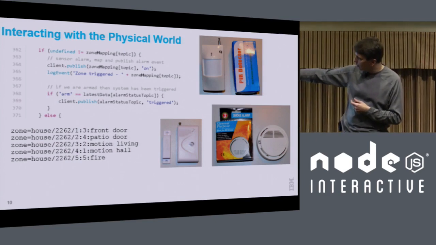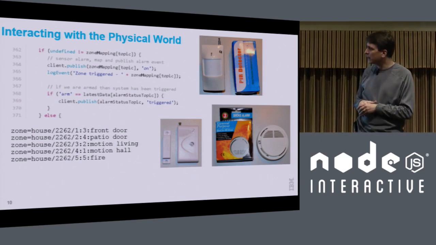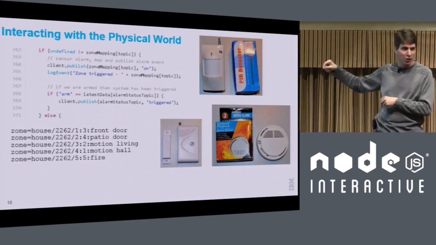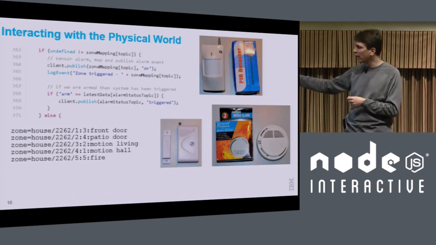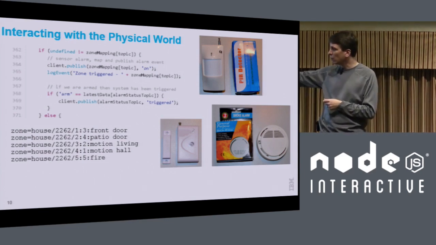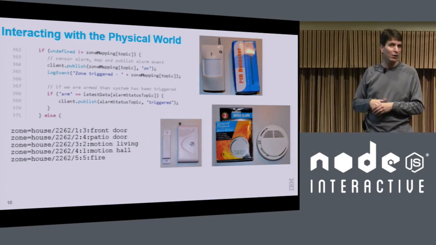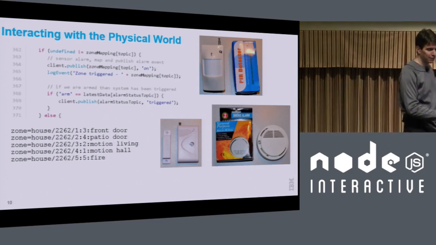And down here shows a little bit of the mapping. In this case, I've mapped the particular topics that I have, house/2262/1, 2, 3, 4, 5. I've actually used the jumpers in my devices to map to 1 through 5, and they map to zones 1, 2, 3, 4, not necessarily in the same order, and they're the names that I've assigned to those particular topics.